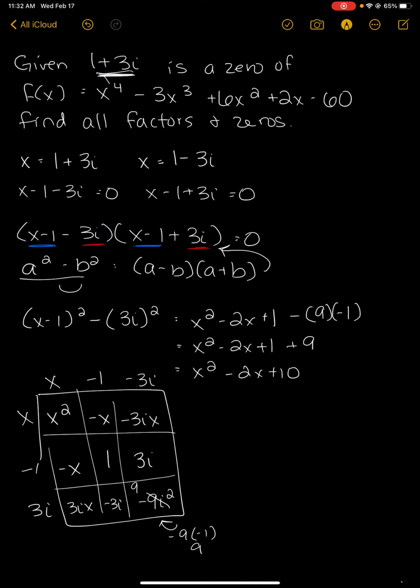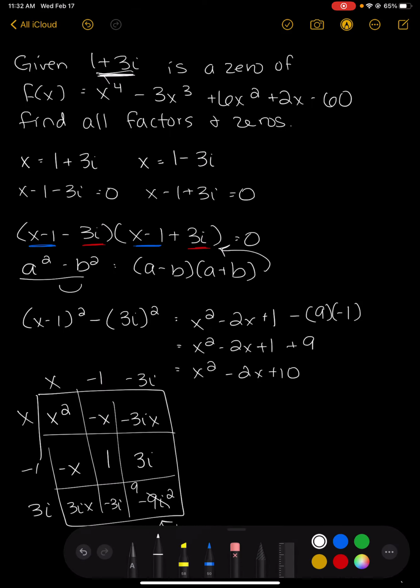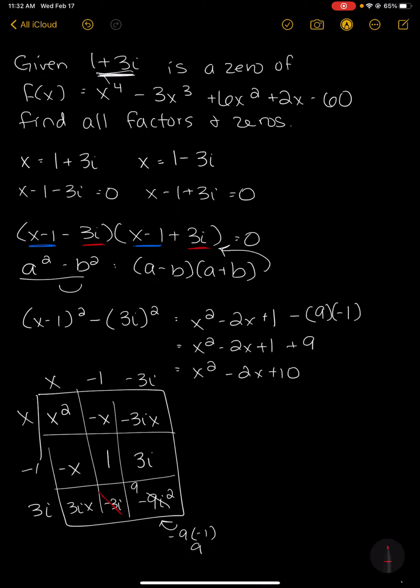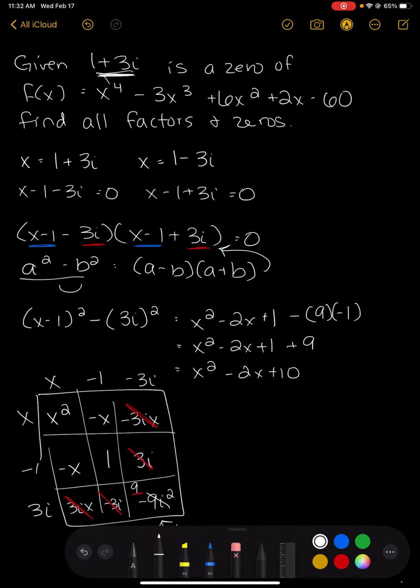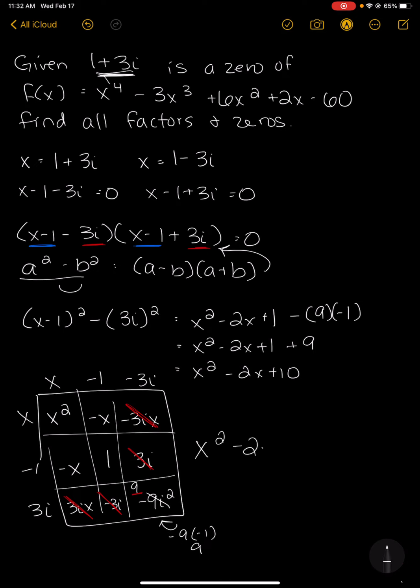Mark out some stuff. We know that negative 3i and 3i cancel, 3ix and negative 3ix cancel, and my 9 is simplified there. So either way, you should get x squared minus 2x plus 10. Using that function, because you already know that they are factors, we are going to divide by our original function.